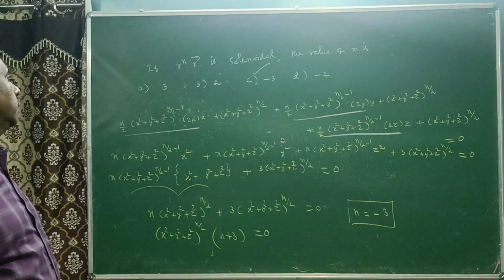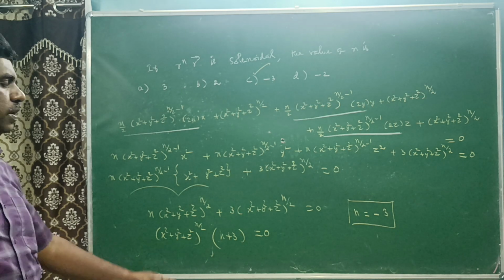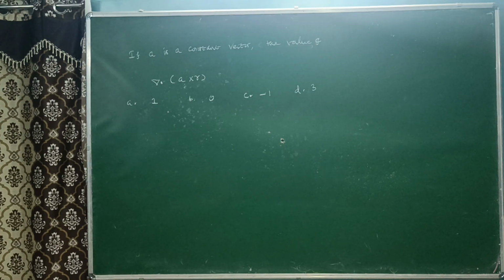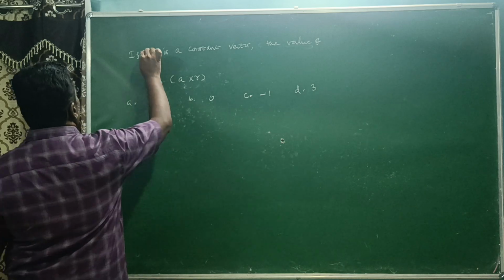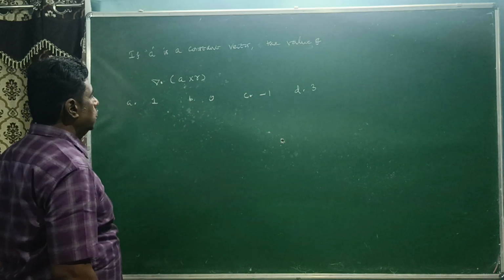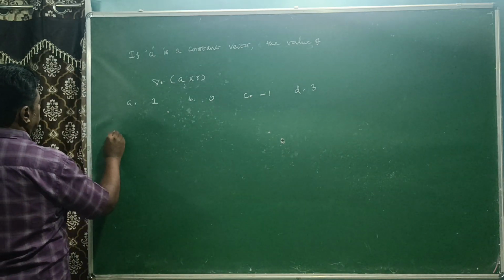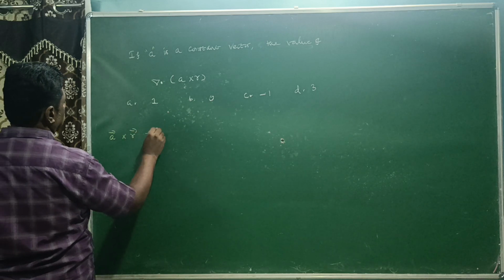If r^n times the r vector is solenoidal, the value of n is minus 3. Next question: if A is a constant vector, the value of del dot (A cross R) is: option A 1, option B 0, option C minus 1, option D 3. Here A is a constant vector. We have to find out the value of A cross R.